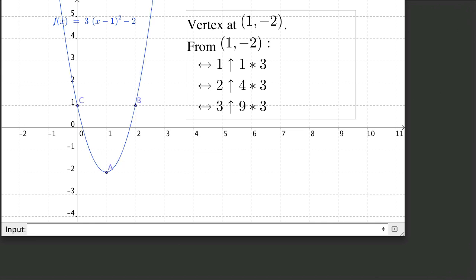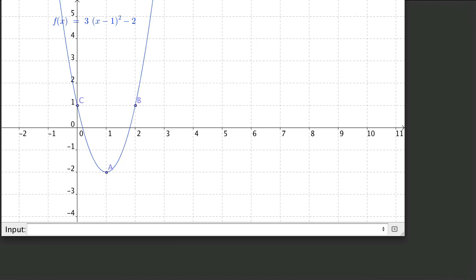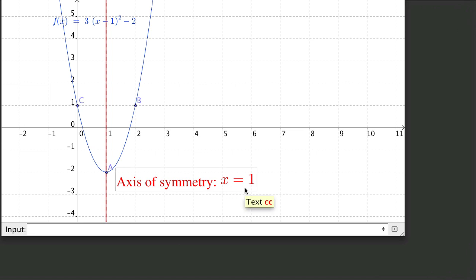The vertex is also called the minimum. If the parabola is facing upward, this point here is called a minimum, and you say that the minimum, which is the y value, occurs at x equals whatever the x coordinate is. The other thing that is labeled on a parabola is usually an axis of symmetry. A vertical line through the vertex has the equation x equals whatever number. So the axis of symmetry, usually drawn as a dashed line, goes through the x coordinate and has the equation x equals 1.